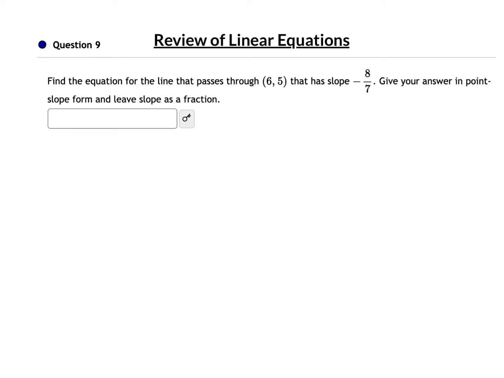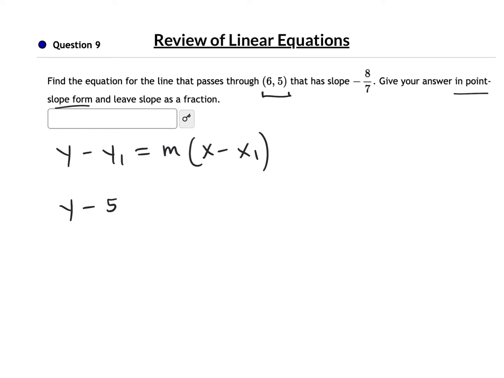Question 9. Find the equation of the line, and we're going to do it in point-slope form. Point slope is y minus y1 equals m times x minus x1. The common mistake here is to mess up the signs. In our case, it's 6, 5, so we don't have that problem. It's going to be y minus 5.